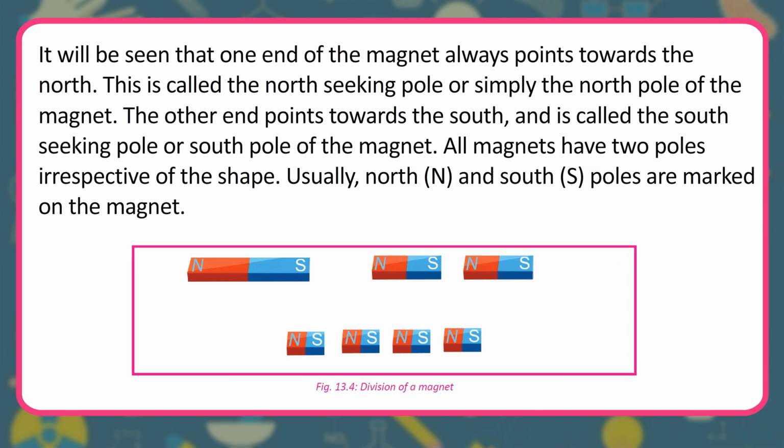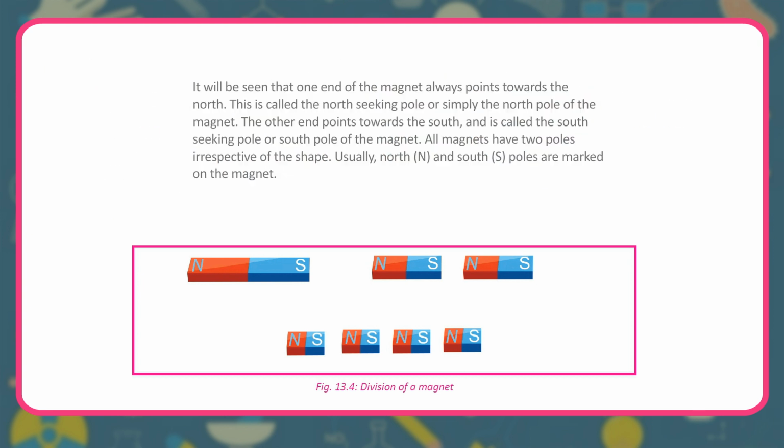It will be seen that one end of the magnet always points towards the north. This is called the north-seeking pole or simply the north pole of the magnet. The other end points towards the south, and is called the south-seeking pole or south pole of the magnet. All magnets have two poles irrespective of the shape. Usually, north, N, and south, S, poles are marked on the magnet.